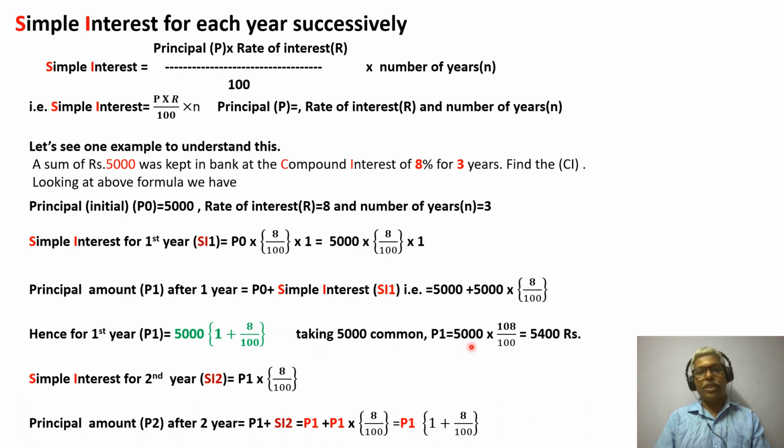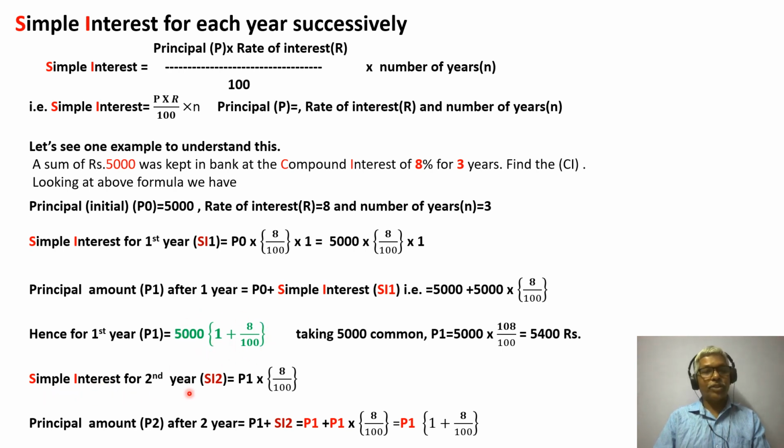But just to understand, we have solved it here, and I get P1 equal to 5,000 into 108 upon 100, that is 5400. Naturally this has increased because 400 simple interest has been added to the initial principal, and this is the new principal now. We keep it as it is, and you will come to know why. Let us consider the whole thing as P1.